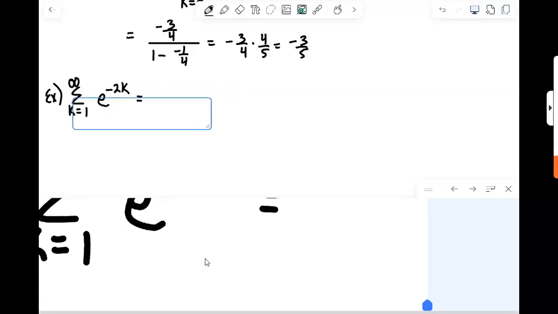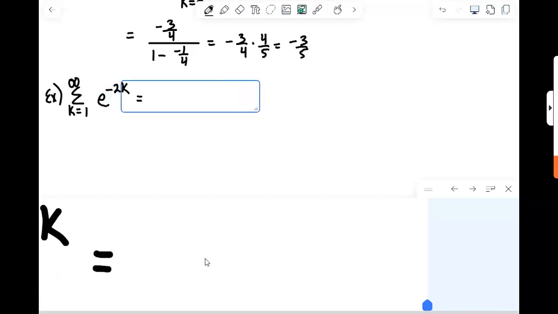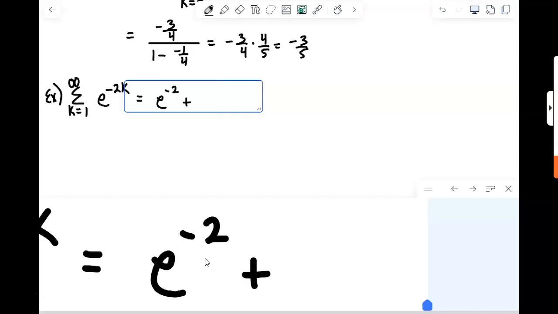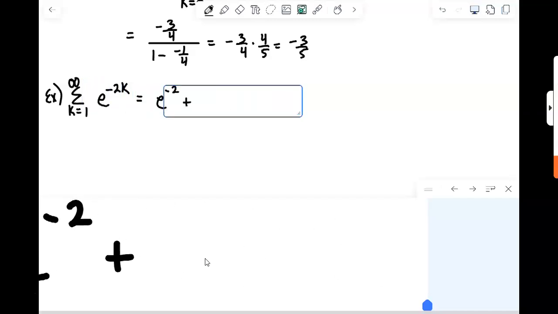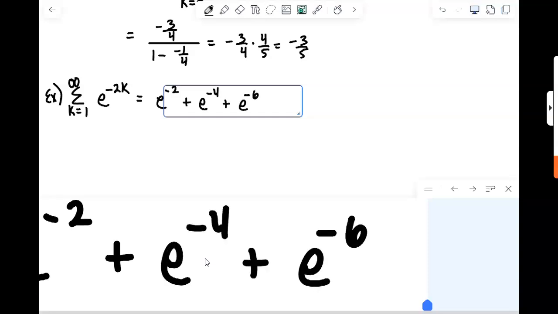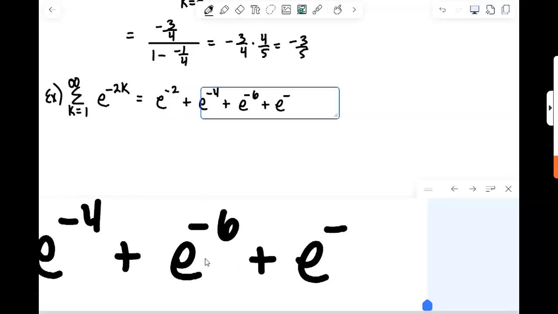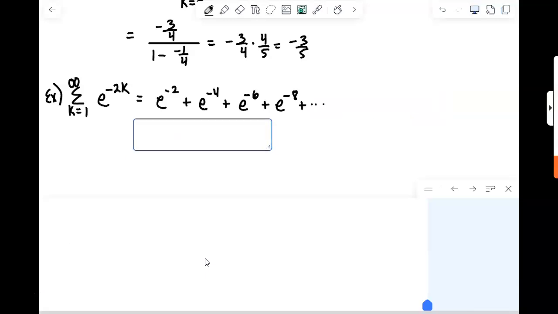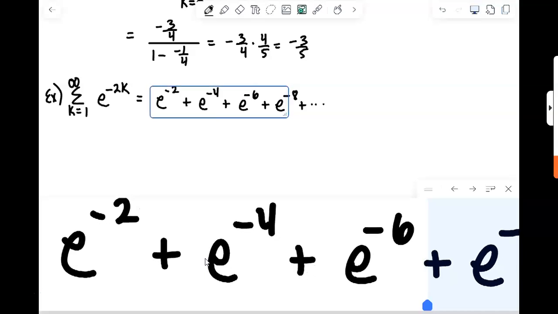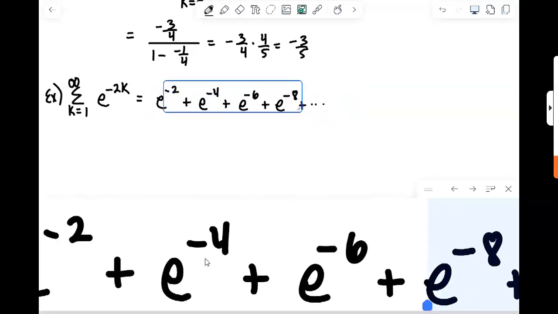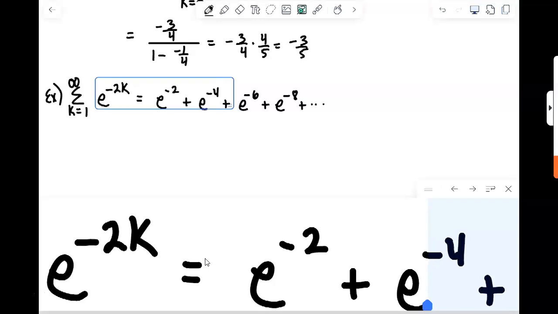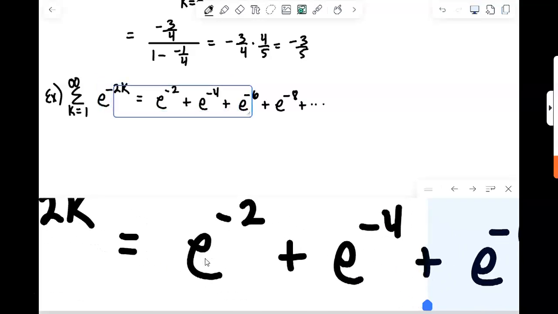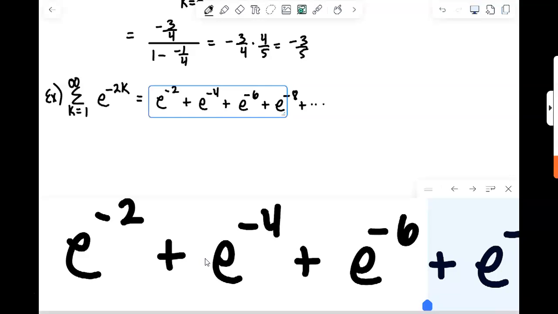First few terms. Plug in 1, that would be minus 2 times 1, so this would just be e to the minus second, plus, plug in 2, e to the minus fourth. Plug in 3, e to the minus sixth. Plug in 4, e to the minus eighth. And so on and so on. Okay, so now you can see that this actually does fit the pattern of a geometric series, even though being set up with the 2k exponent instead of just a k might have thrown you off at first.